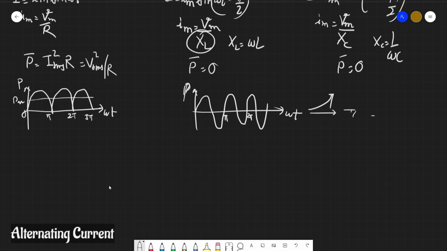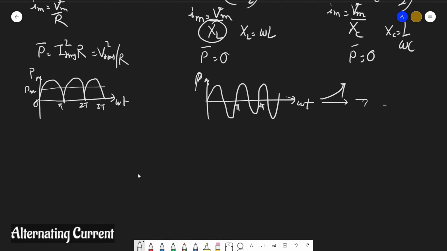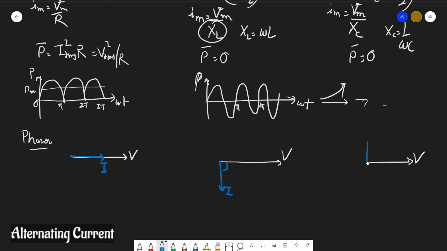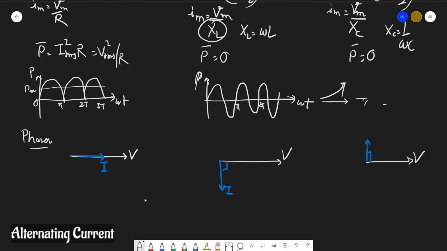The phasor you can also write for a short comparison. In the purely resistive, purely inductive and purely capacitive circuits, let us assume V as the reference phasor. Then current in the resistive case was in phase with voltage, in the inductive case current was lagging by 90 degrees, and in the capacitive case it was leading by 90 degrees. So this is a comparative study you can do.